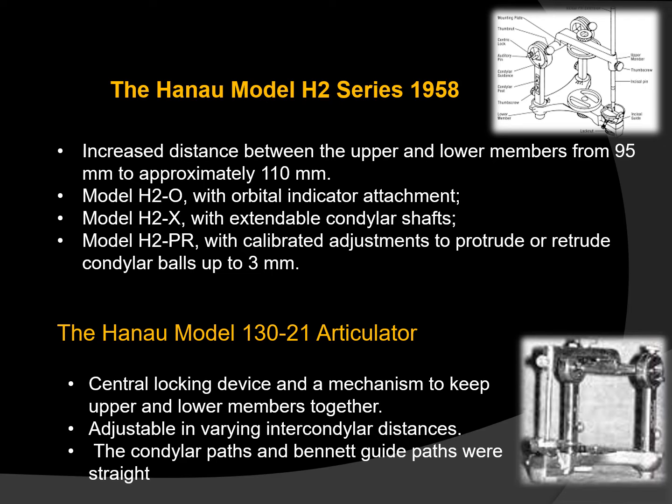The Hanau model 130-21 articulator was later introduced, and its features were that it had a central locking device and a mechanism to keep the upper and lower members together. It had adjustable intercondylar distances, and the condylar paths and Bennett guide paths were straight. So in detail about the Hanau model, the parts, and the different types, we'll be discussing in our coming slides.